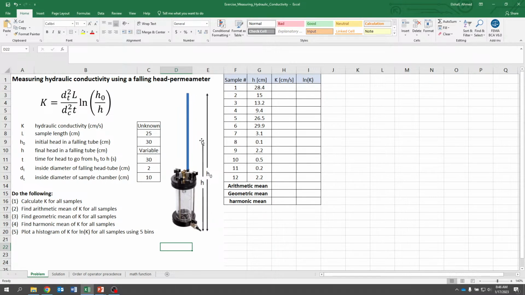Then I see the final head here, and that's the variable, and based on this one you will know the hydraulic conductivity of the sample. Inside diameter of the falling head tube, like the diameter of this tube, and inside diameter of the sample chamber, like this diameter here.